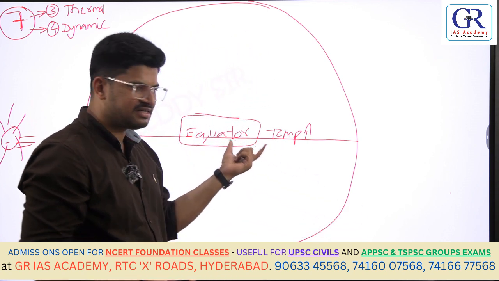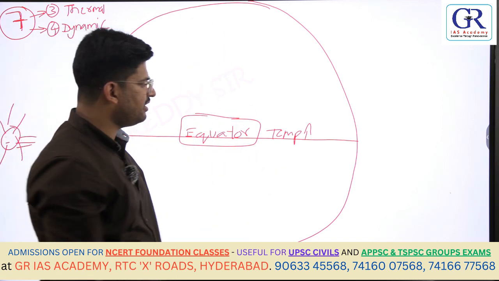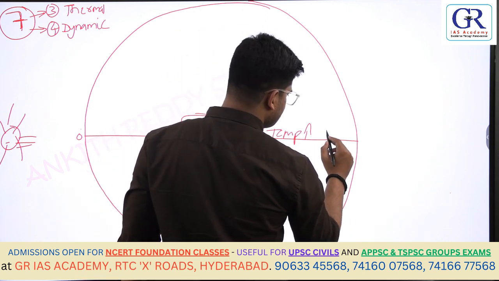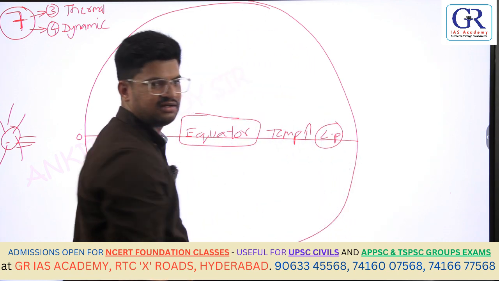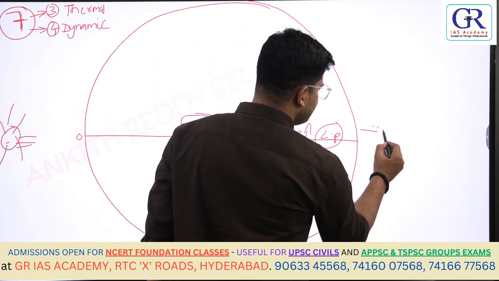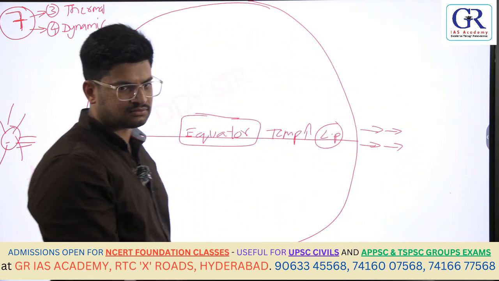So when temperatures are high, air becomes hotter and goes up, forming which type of pressure? Low pressure. So the equatorial low pressure area. This region is low pressure because of high temperatures. Why? Because the air becomes hot, expands and goes upward.